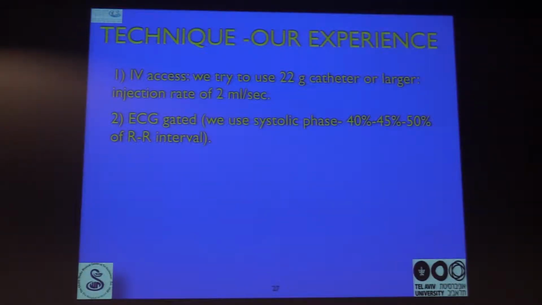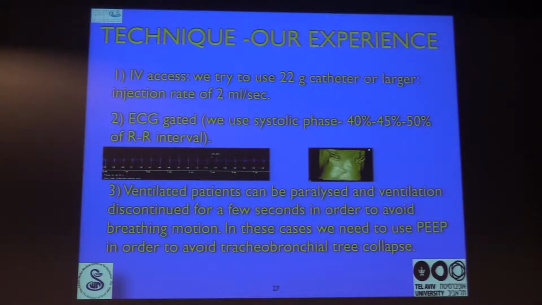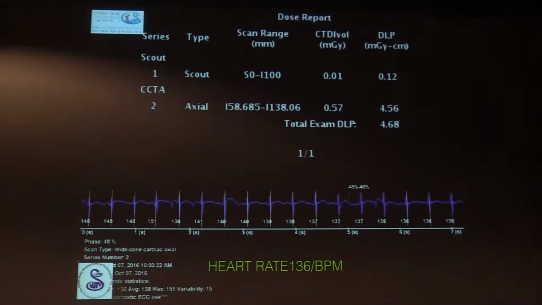We use IV access of at least 22 gauge catheter or larger. Injection rate will be about 2 milliliters per second. We use ECG gated, with systolic phase at 40, 45, and 50 of the R-R interval. The ventilated patient can be paralyzed and ventilation discontinued for a few seconds in order to avoid breathing motion. In these cases, we need to use positive end expiratory pressure in order to avoid tracheobronchial tree collapse.